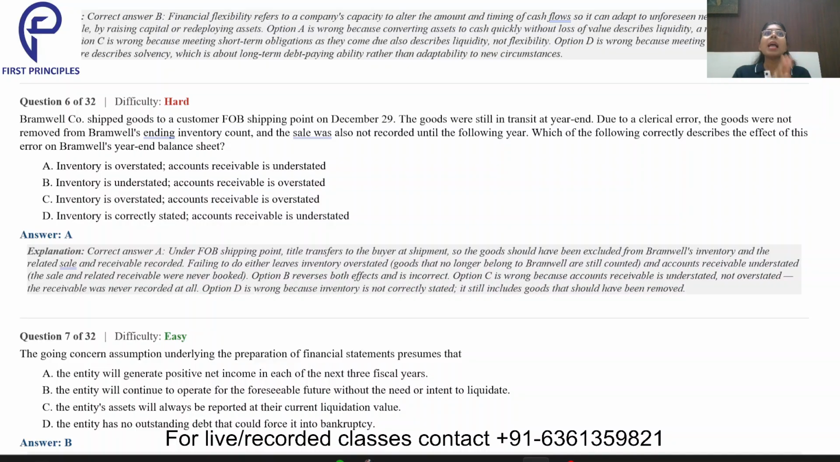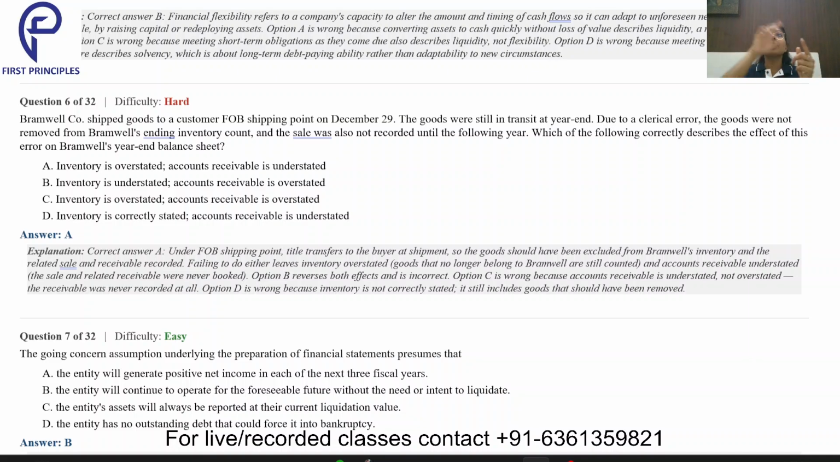So when I am selling goods to my customer who is located in another city or maybe another country, where I am sending the goods via courier, there are usually two scenarios. One is FOB shipping point, one is FOB destination. What is FOB? Free on board. It's a terminology. Let's understand. When it's the case of FOB shipping point, what happens?